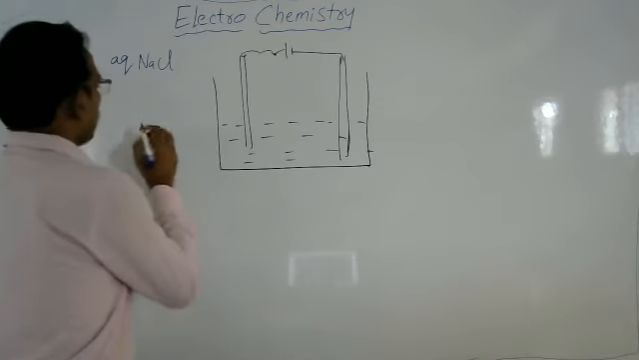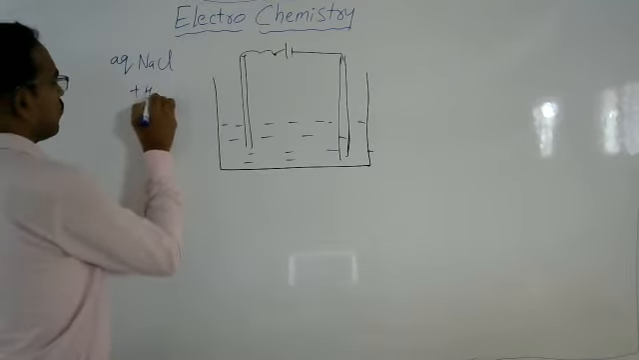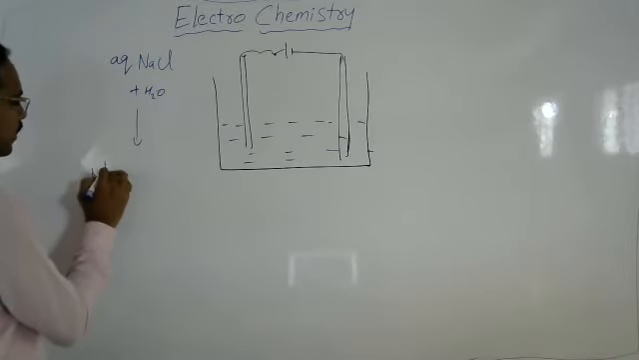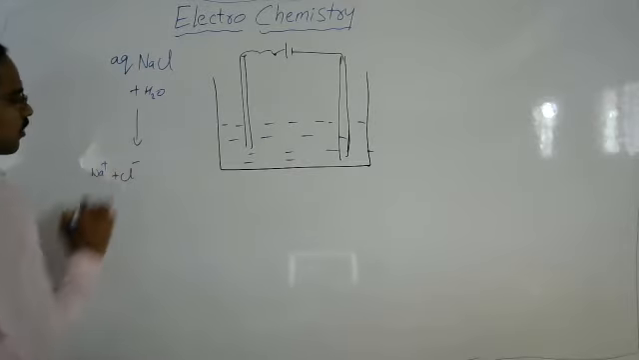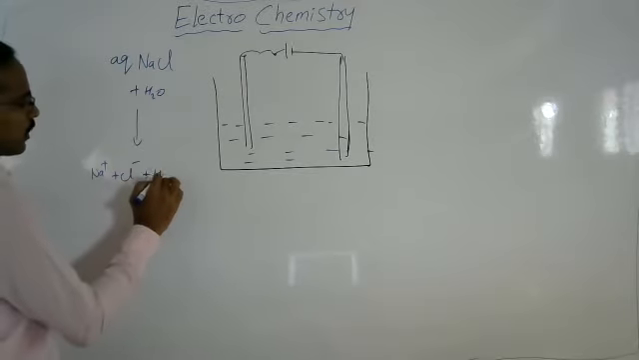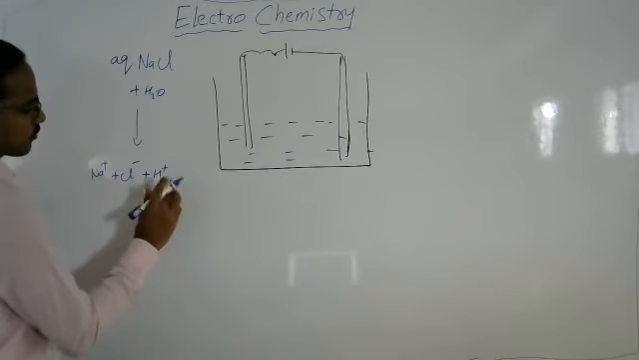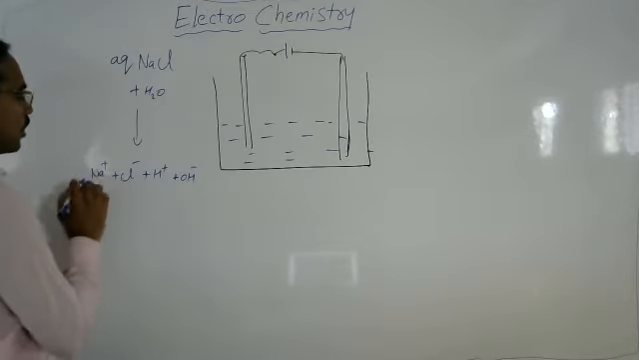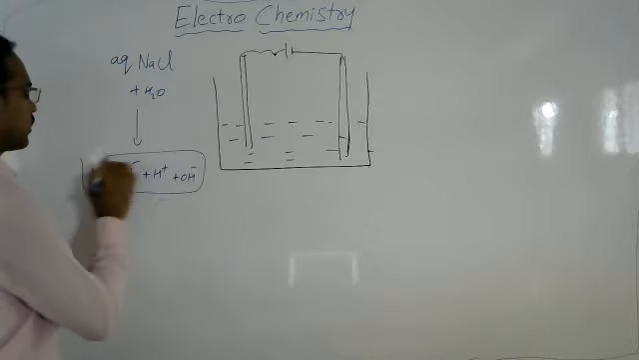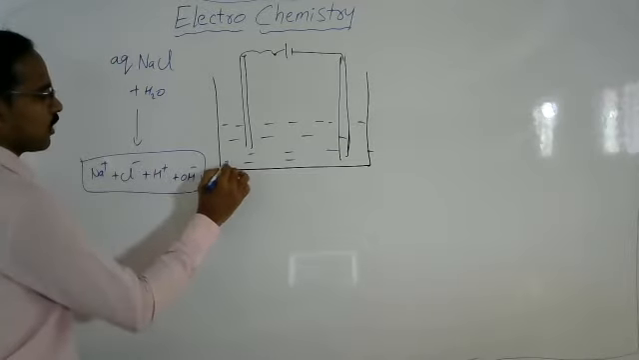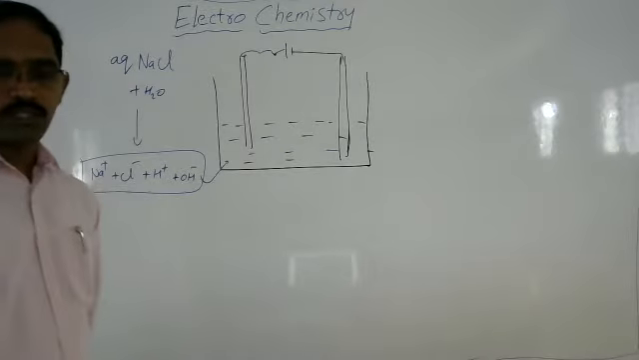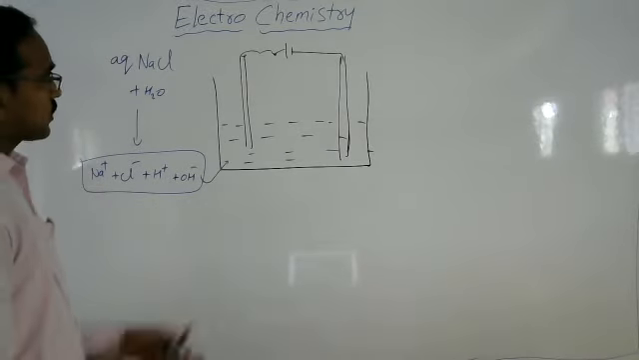So here, dissolved in the water, what will happen? Na+, Cl- as well, H+, OH-. Total 4 ions are present in the given solution. In this solution, 4 ions are there: 2 cations, 2 anions. Right.